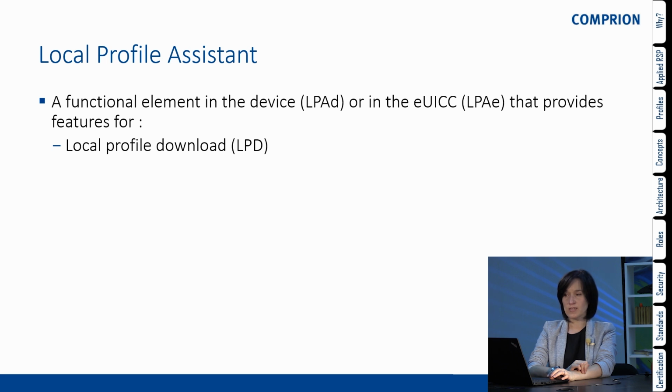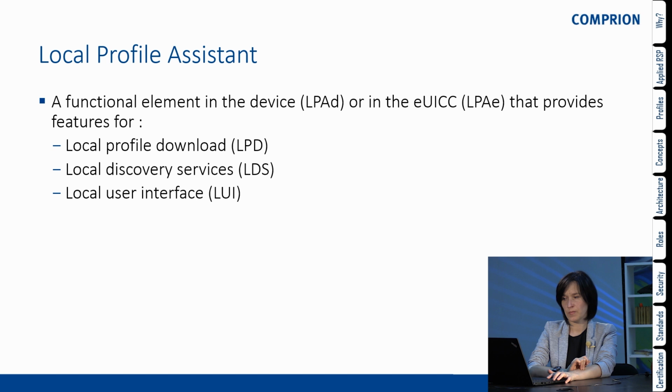Okay, a local profile assistant. It's a functional element in the device. This is where the D comes from. Or in the eUSSC, that provides features for the local profile download, local discovery services, and local user interface. In case this functional element resides on the device, it's called the LPAD. And in case it is inside of the eUSSC, it's LPAE. At least from the architecture, it's possible to implement the LPA inside of the eUSSC.